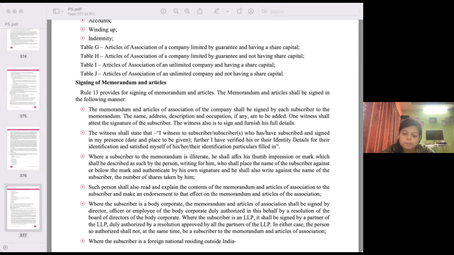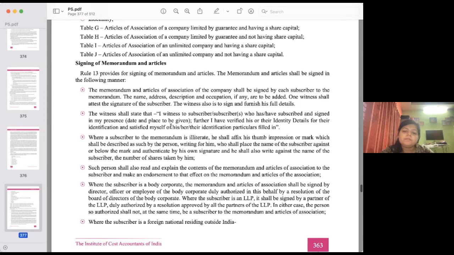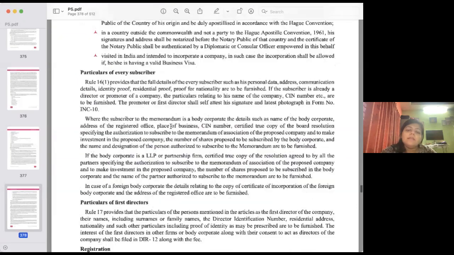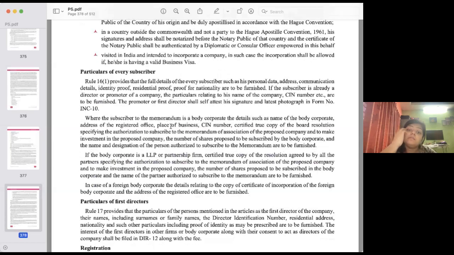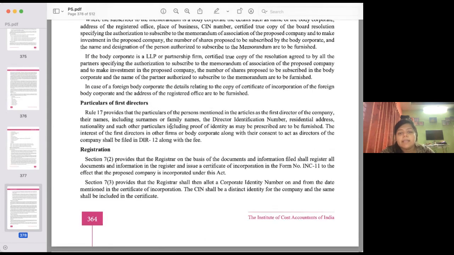Now, the next is with respect to particulars of every subscriber. Who exactly is it that's buying the company's share, or if the particular share has been bought by a company itself, not an individual, all of that data has to be maintained with the company: particulars of every subscriber, particulars of first directors, that needs to be maintained.